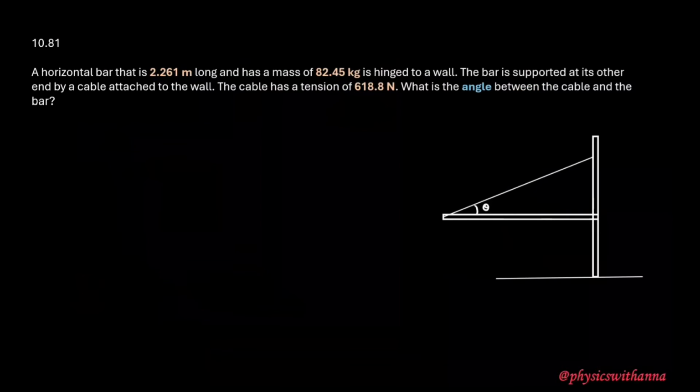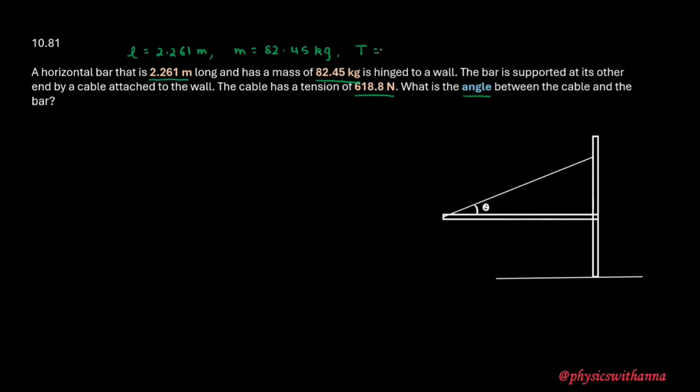Next is question 10.81. A horizontal bar that is 2.261 meter long and has a mass of 82.45 kilogram is hinged to a wall. The bar is supported at its other end by a cable attached to the wall. The cable has a tension of 618.8 Newton. What is the angle between the cable and the bar? So again here you have a horizontal bar that has a length of 2.261 meter. Mass of the bar is 82.45 kilogram.